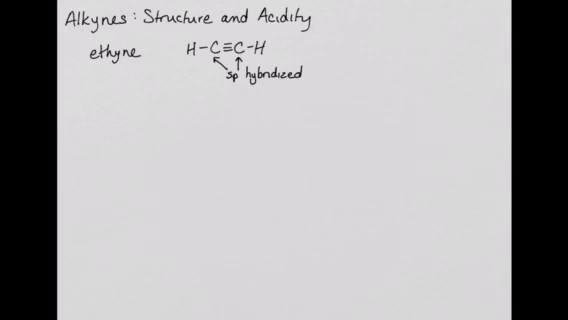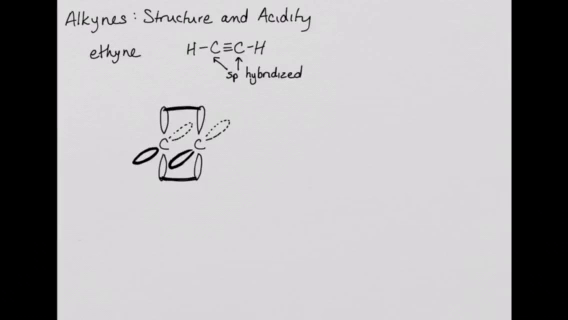Let's look at the orbital drawing for this molecule. Each of the carbons has 2 unhybridized p orbitals, one in the plane of the picture, and one going into and coming out of the plane of the picture. These 2 sets of p orbitals form the 2 pi bonds of the carbon-carbon triple bond, one in the plane of the picture, and one in front of and behind the axis between the 2 carbons.